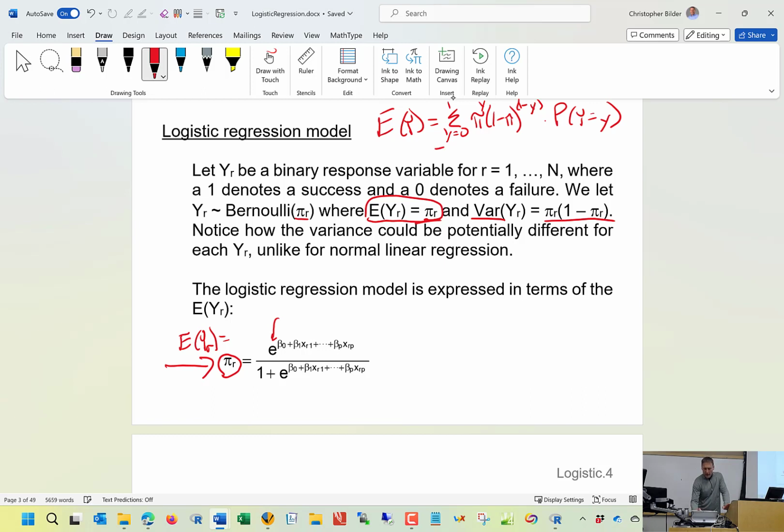So if I put y equals 0 in there, look what happens. Pi raised to the 0, 1 minus pi raised to the 1 power, times the probability that y is equal to 0, which is 1 minus pi. And then plus pi raised to the 1 power times 1 minus pi raised to the 1 minus 1 power times the probability y is equal to 1.